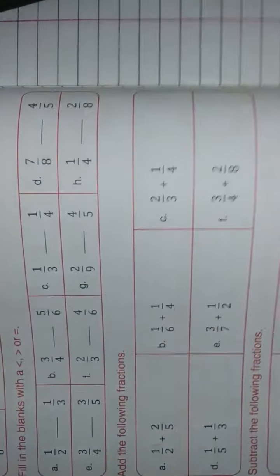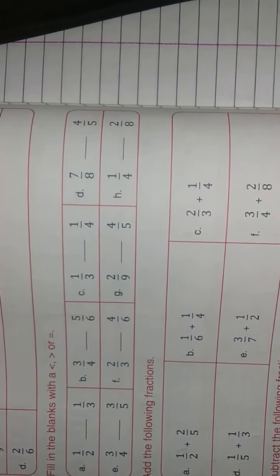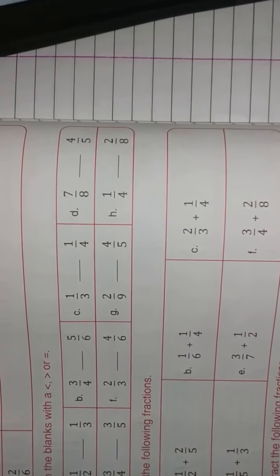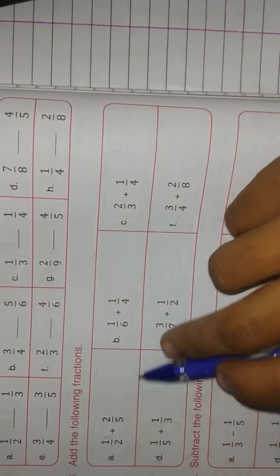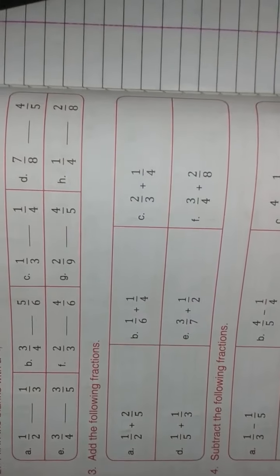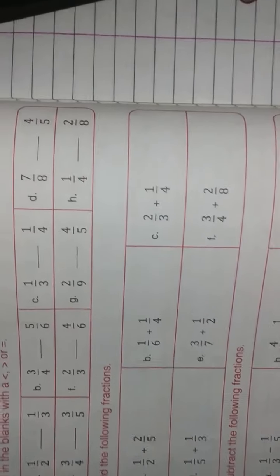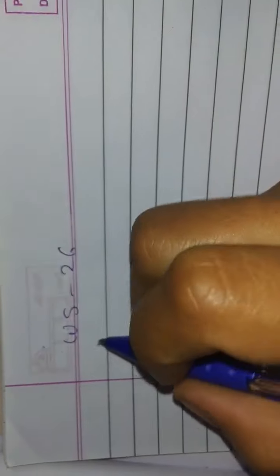So students, today we will start worksheet number 24. In that worksheet, we will complete questions number 1, 2 and 3. In question number 3, the following questions A and B are completed. Now we'll start question number C. Add the following fractions, we'll do first. We'll start here.